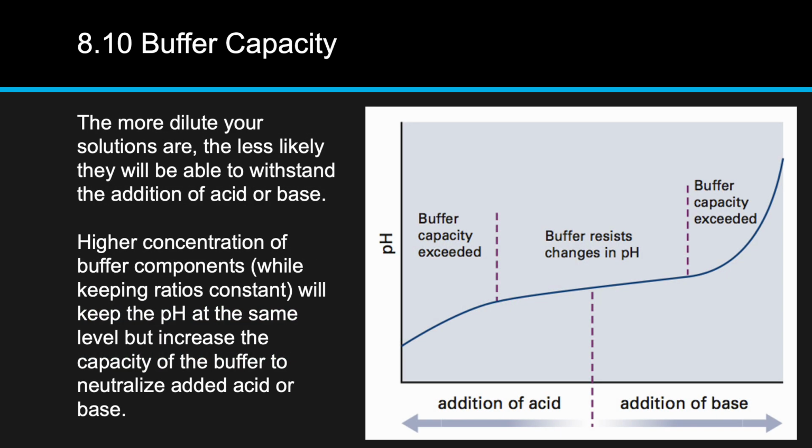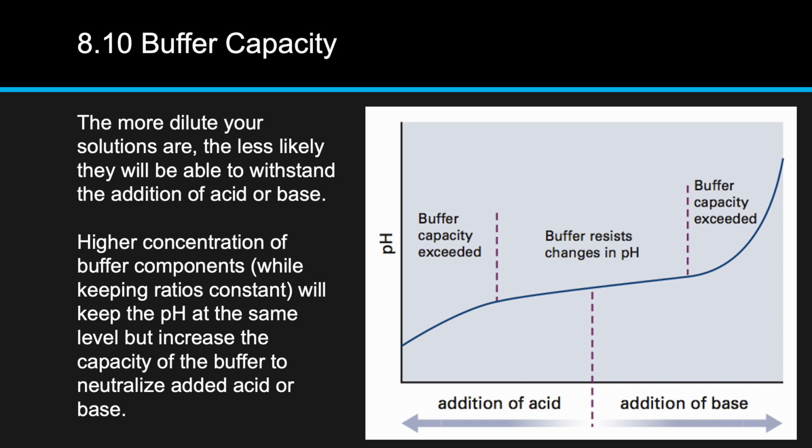The key idea for this lesson is that the more dilute your buffer is, the less effective it is at resisting change in pH. In other words, lower concentrations mean lower buffer capacity, and that also works on the flip side. If you increase the concentration of your buffer while keeping the ratios the same, the pH stays the same, but the buffer becomes much better at neutralizing acid or base.